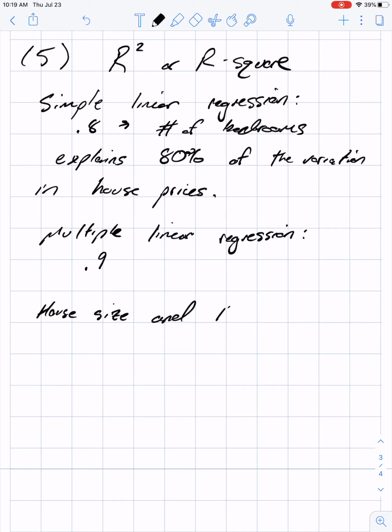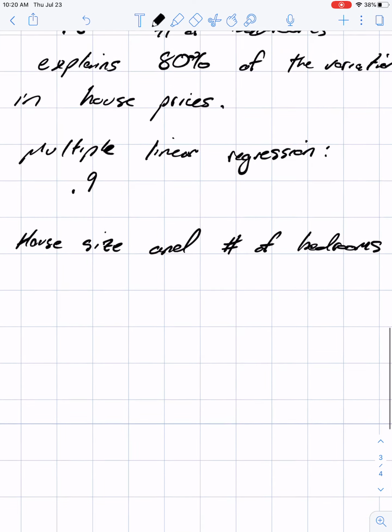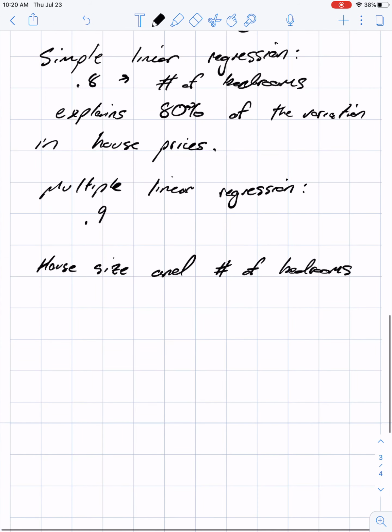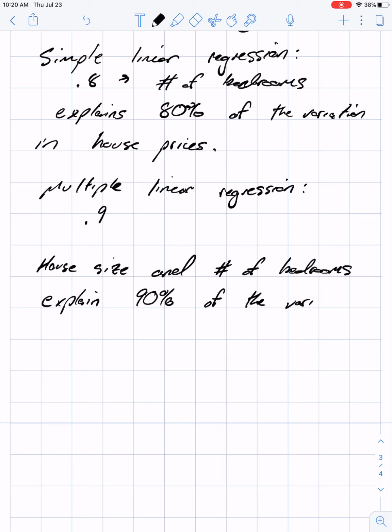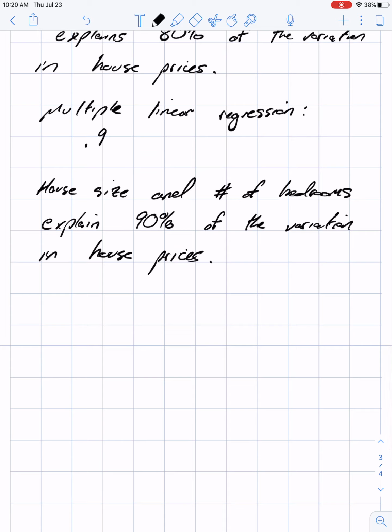and number of bedrooms explain 90% of the variation in house prices. Okay? And then of course, if we had 100 independent variables in our determinants of house prices equation, it would be pretty lame to list 100 independent variables in this sentence.